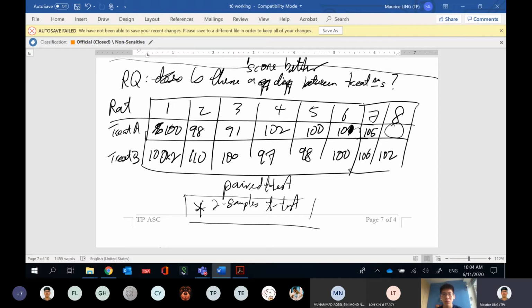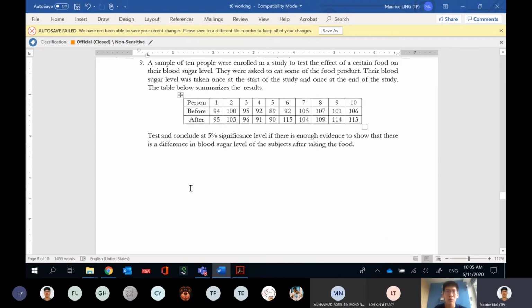Last year, half of the class said use paired t-test, and what they use to minus off. Okay, you realize that something is wrong. But last year, actually half of the whole cohort did this question wrongly. Okay. All right.